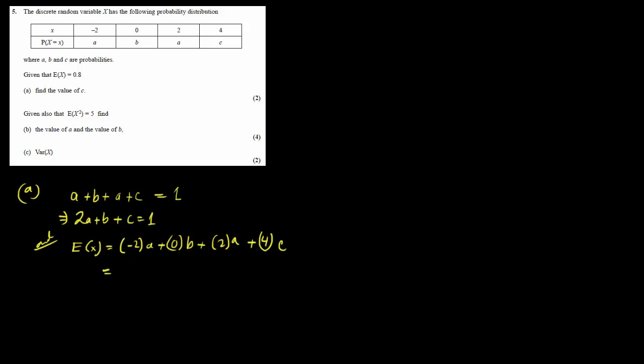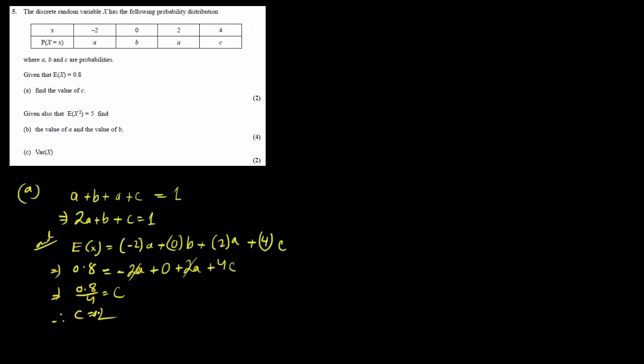So minus twice a plus 0 plus twice a plus 4c. So this thing and this thing cancels off, and we know the expected value is 0.8. So when we divide expected value with this, this is 4c, so divided by 4, that would be 0.8 divided by 4 equals to c, therefore c equals to 0.2. So that's the value of c.